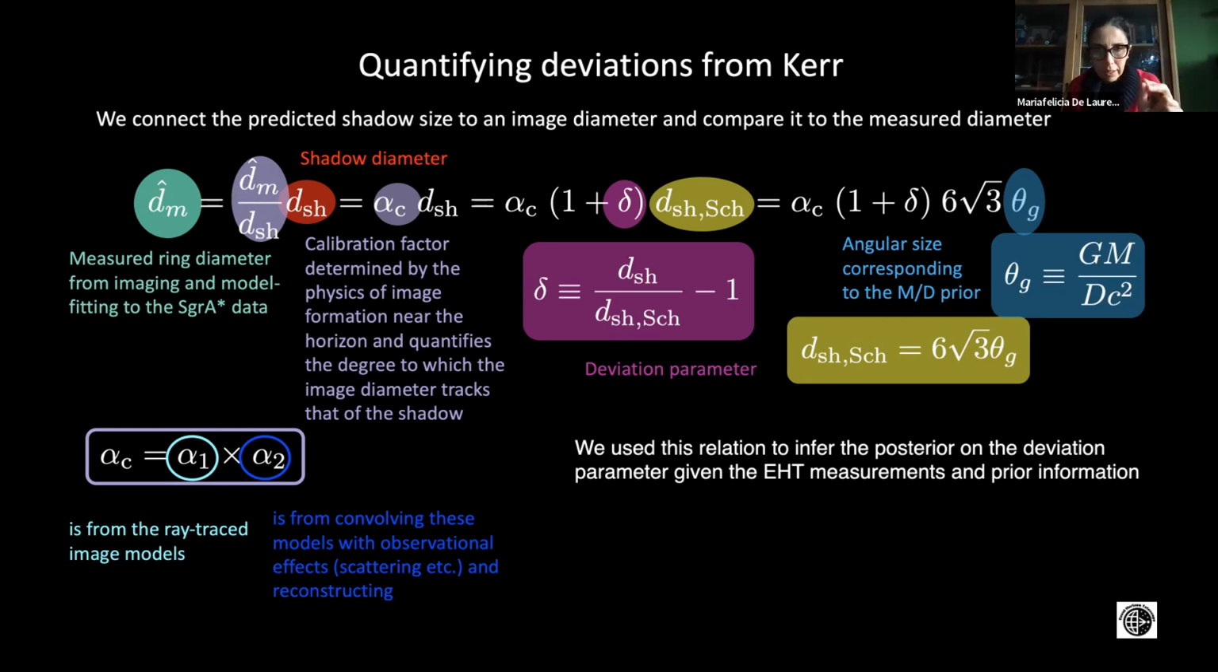It is a purely theoretical factor because it depends on the theory. We have this delta parameter that is very important to us, the deviation parameter, and it just measures the deviation between the inferred shadow diameter and that of a Schwarzschild black hole of a certain angular size, theta, where theta gives us the M over D prior.